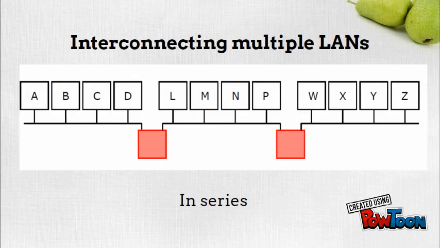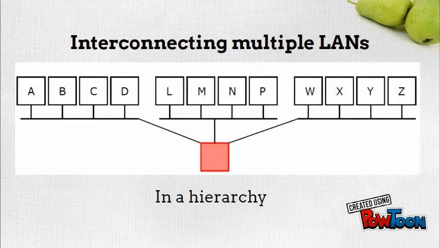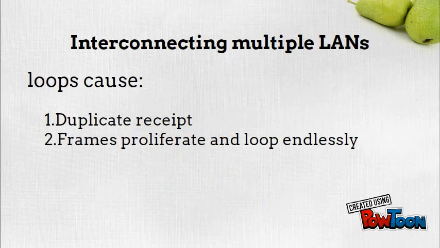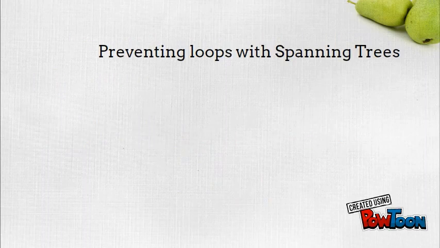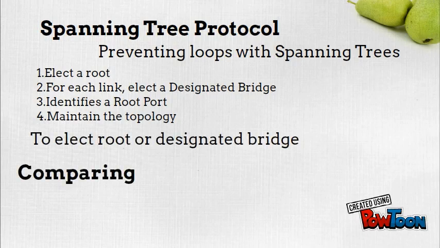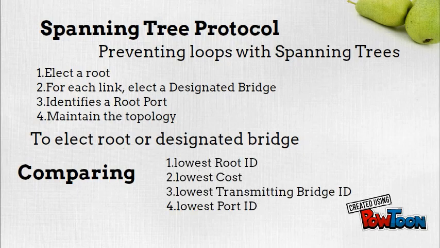For improving robustness, interconnection of multiple LANs goes from in series to in hierarchy, and LANs in hierarchy with multiple paths. The last type could result in loops, and loops cause duplicate receipts, frame proliferation, and the loop is endless. Considering this, we can prevent the loops with spanning trees. The spanning tree protocol has four steps. They are elect a root, elect a designated bridge, identify root ports, and maintain the topology. To elect a root or designated bridge, four messages need to be compared.